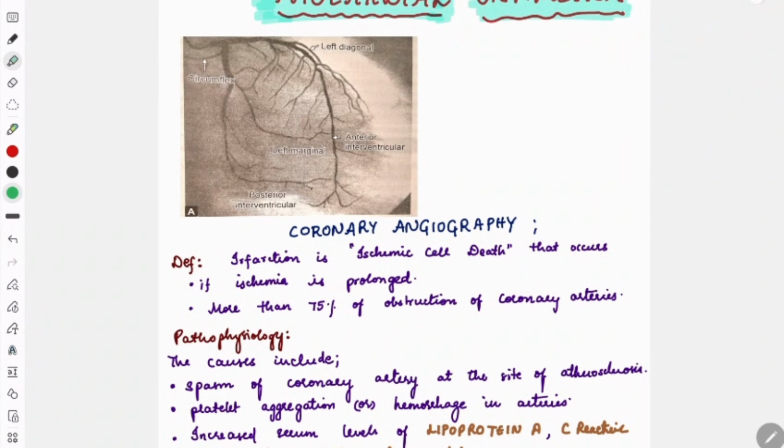So what is myocardial infarction? This is nothing but an obstruction to the blood flow towards the heart. What does infarction mean? Infarction means there is ischemic cell death that occurs if ischemia is prolonged.